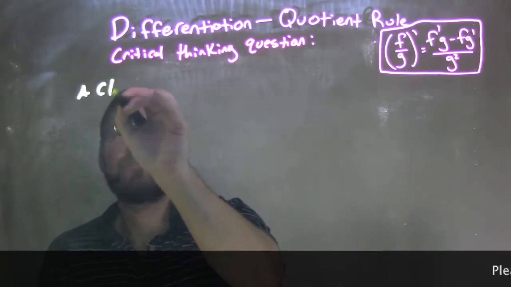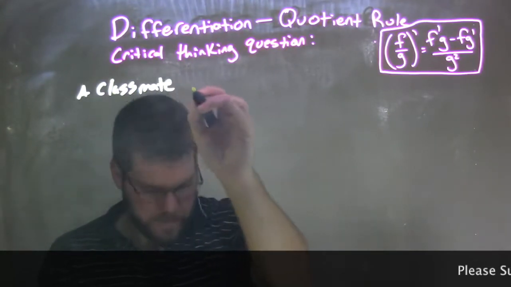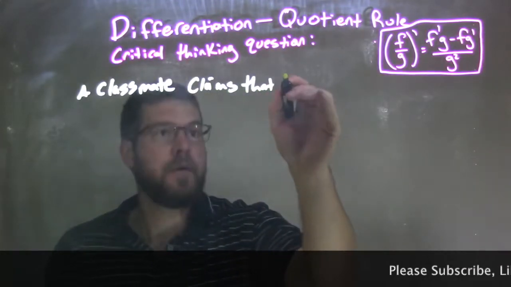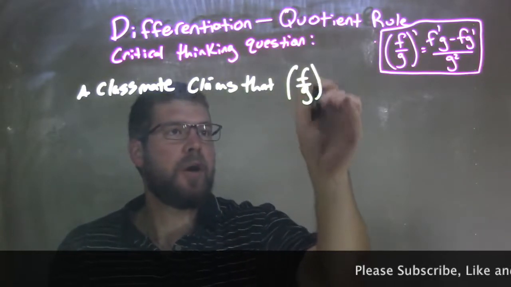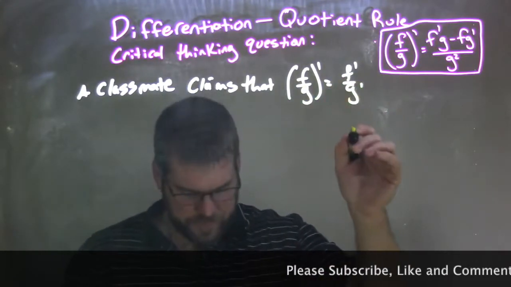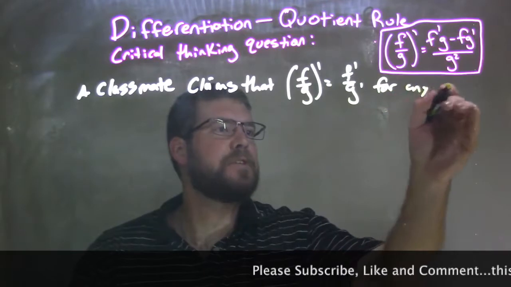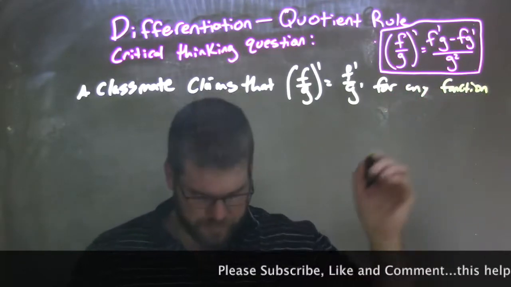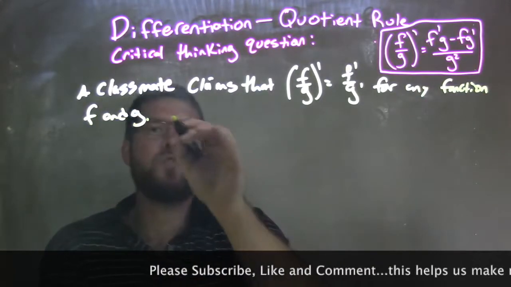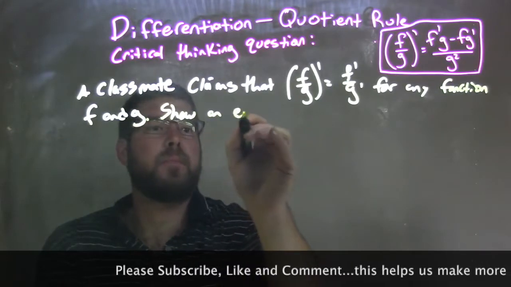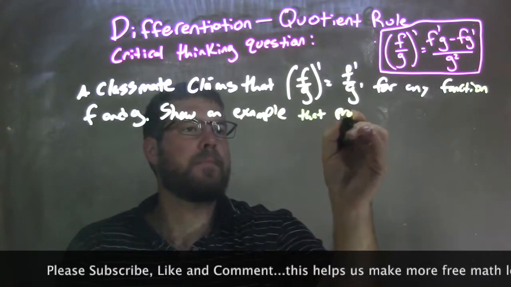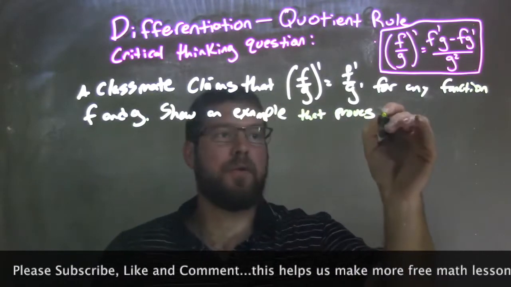A classmate claims that f over g all prime is equal to f prime over g prime for any functions f and g. Show an example that proves your classmate wrong.